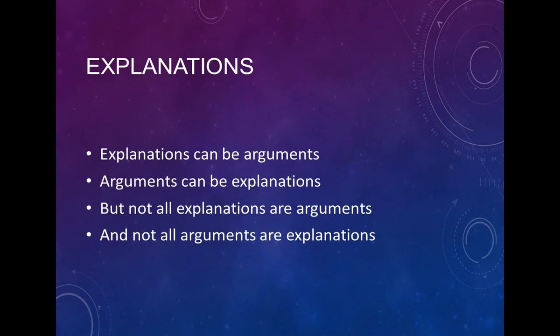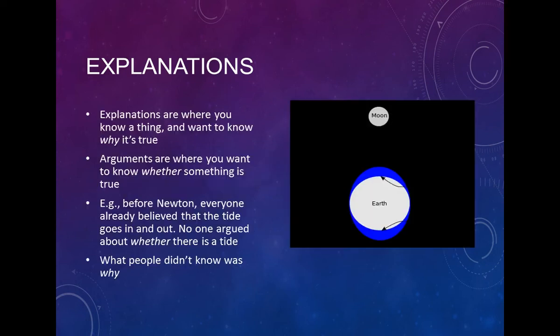So this is the tricky one to distinguish from arguments: explanations. And I think this is worth doing because it's worth understanding what arguments are really supposed to be for. And this is something that people very often get confused about. So just to start off, we'll say explanations can be arguments, and arguments can be explanations. They can overlap. One thing can be both of those two things. However, not all explanations are arguments, and not all arguments are explanations. Okay? So what is the difference?